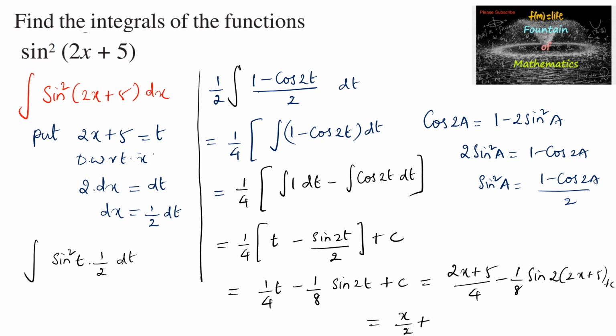or we can also write it as x by 2 plus 2x upon 4 is x by 2, plus 5 by 4 can be taken as constant, so minus 1 upon 8 times sine of (4x plus 10), plus 5 by 4. Here you can say this 5 by 4 plus constant, we can take as another integral constant c. So x upon 2 minus 1 upon 8 times of sine of (4x plus 10) plus c is the answer.